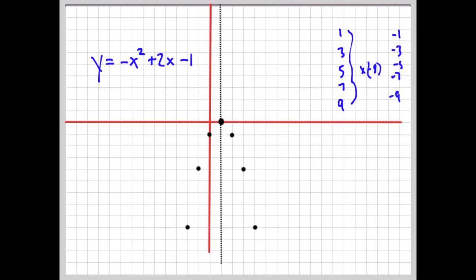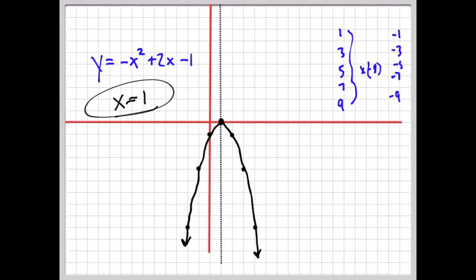Right? How many places does our graph touch the x-axis? Just 1. See, when our vertex is on the x-axis, it's our only x-intercept. So the x value that we're looking for, our solution, is 1. And we can check that by plugging it into our original equation. So it would just be 1. Yep, x equals 1.